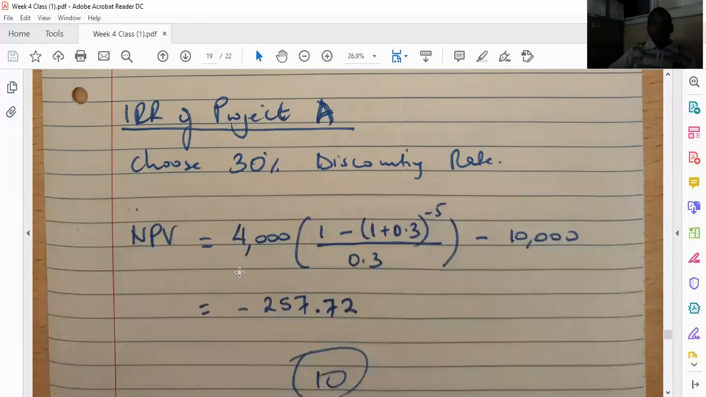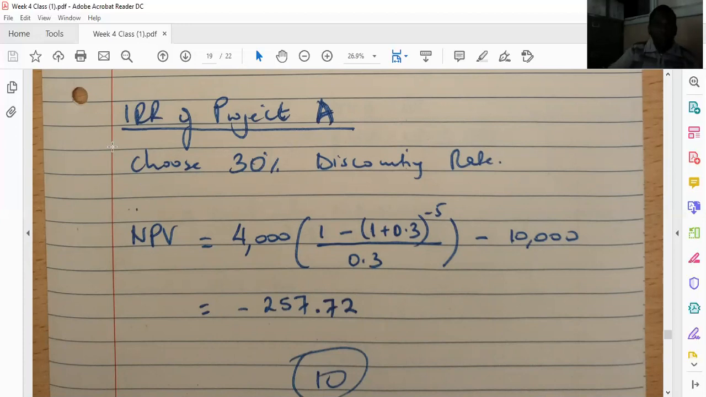The IRR of project A. We tried various discounting rates that will give us a negative NPV and a positive NPV, and then you get the IRR. So for project A, we remember the key items there. There was an initial cash outlay of 10,000 shillings. We have an annuity of 4,000 shillings. The number of years of the project is 5 years.